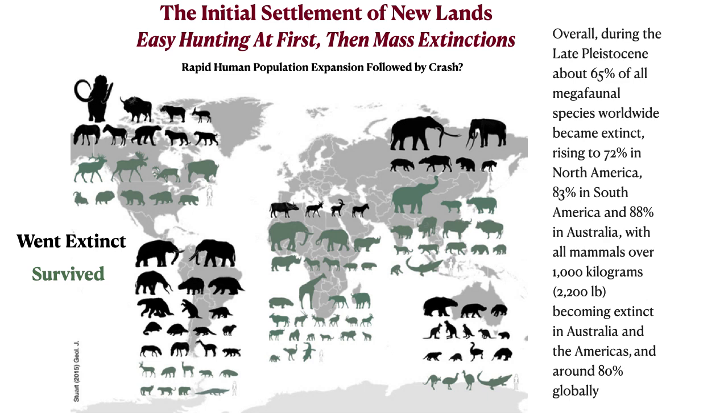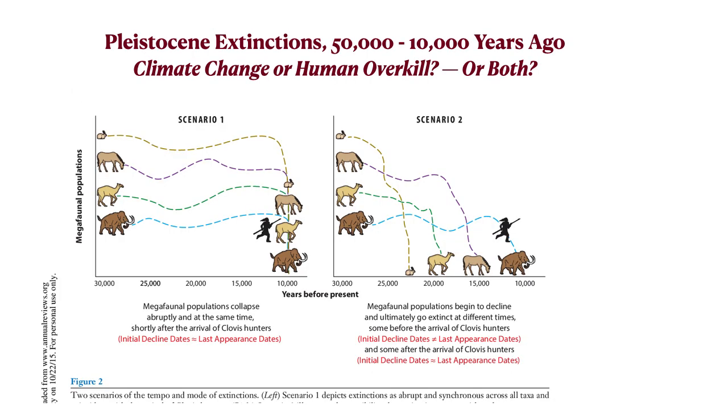Australia and the Americas had the most. So you could see in the text here about 65% of all megafauna, that just means large animals, went extinct here around 12,000 years ago. This has 72% in North America, 83% in South America, 88% in Australia. Scientists have been debating Pleistocene extinctions and the cause of it for a long time, and I don't think it's ever going to be settled.